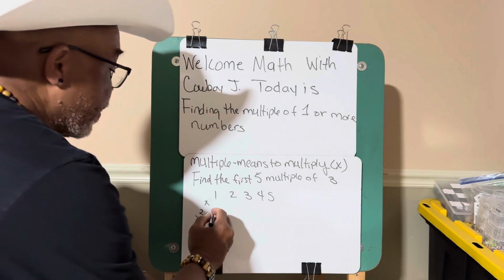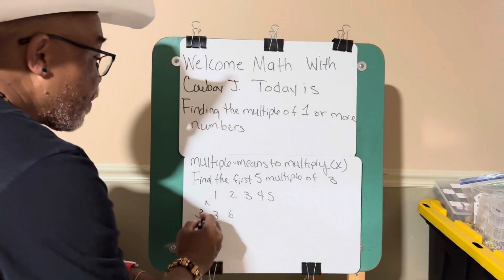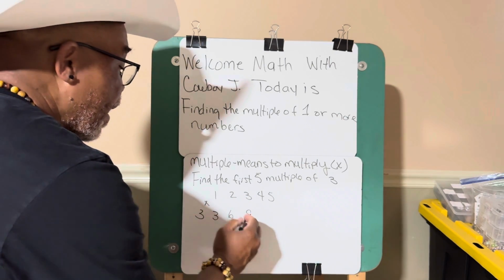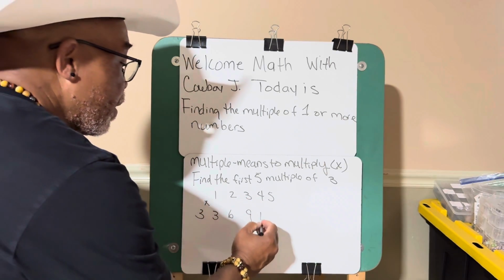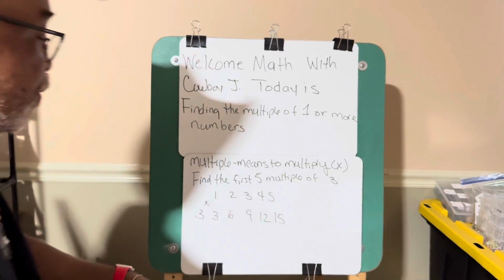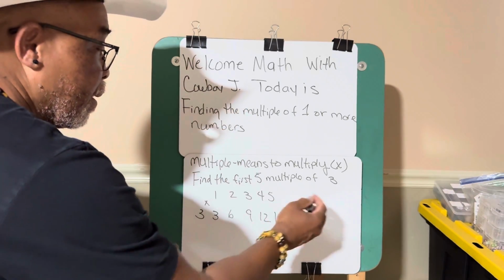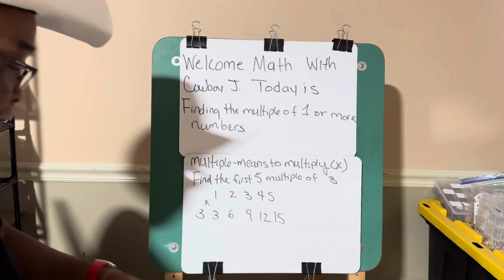3 times 1 is 3. 3 times 2 is 6. 3 times 3 is 9. 3 times 4 is 12. 3 times 5 is 15. So those are the first 5 multiples of 3. Okay.